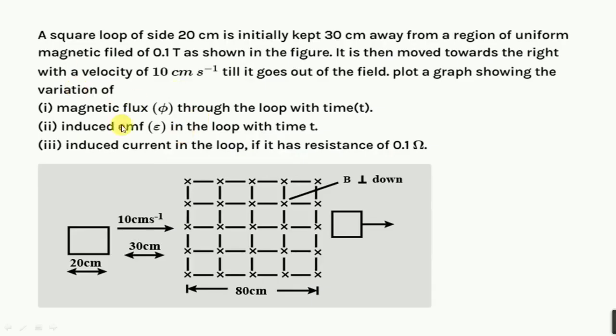Now in this question, this square loop of side 20 centimeter is moving through this magnetic field, and the speed is 10 meter per second, and it is coming out of this magnetic field after some time, and we have to draw the graph showing the variation of magnetic flux with time, variation of induced EMF with time, and variation of induced current with time.